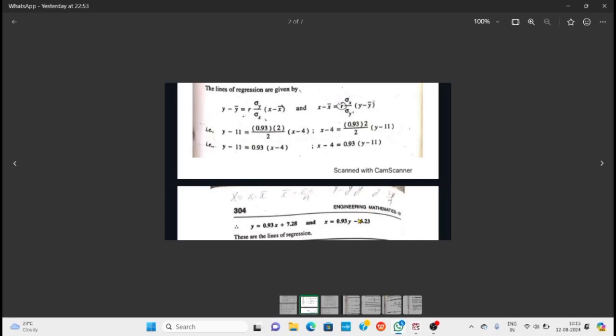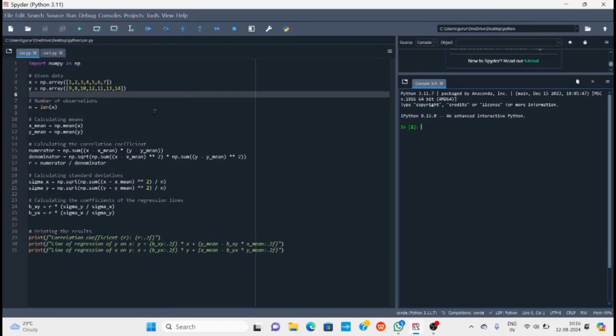So we will look at a Python code to find the coefficient of correlation and lines of regression. These are the x values which we have seen in the above problem, and these are the y values. We have to import numpy for the mathematical computation, and we have to calculate the means of x and y, which is mean of x and mean of y.